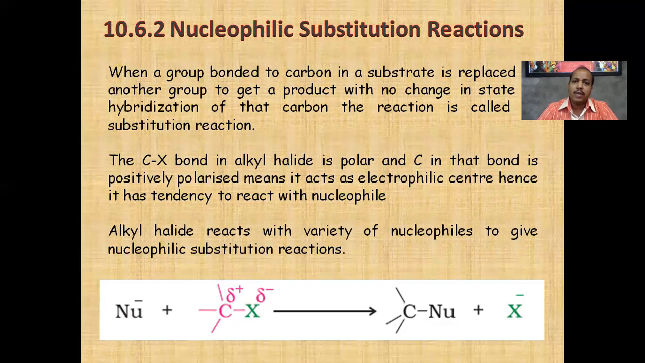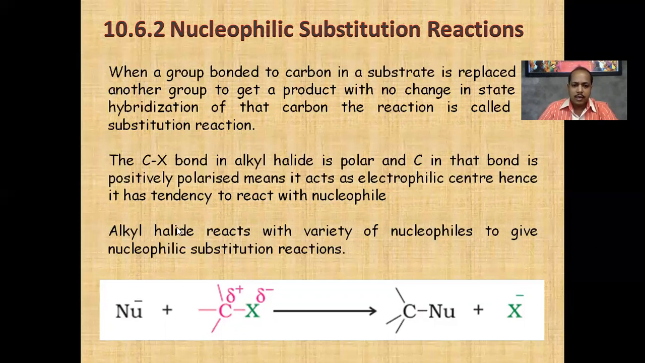Here we know that the carbon halogen bond in the alkyl halide is polar. As halogen atom is electronegative, it has partial negative charge, and on carbon partial positive charge is present. So due to this, bond is completely polar and it acts as electrophile center, hence it has tendency to react with nucleophile. And alkyl halides react with a variety of nucleophiles to give nucleophilic substitution reaction.